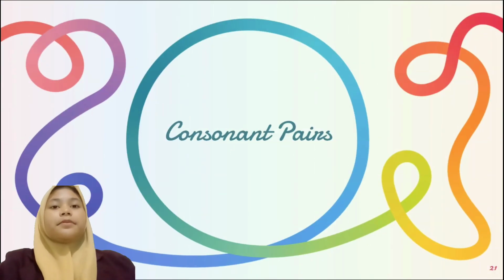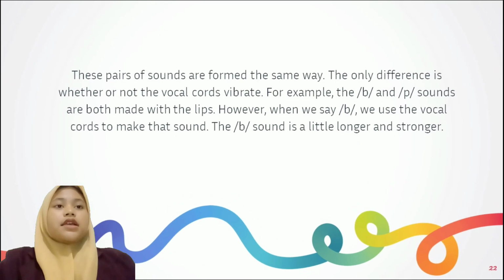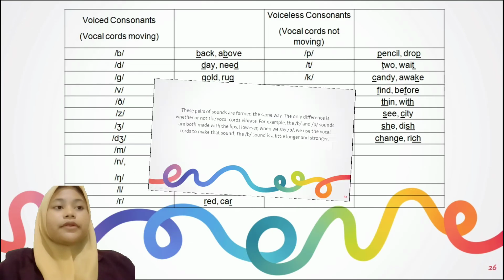Next, consonant pairs. These pairs of sounds are formed the same way. The only difference is whether or not the vocal cords vibrate. For example, the B and P sounds are both made with the lips. However, when we say B, we use the vocal cords to make that sound. The B sound is a little longer and stronger.